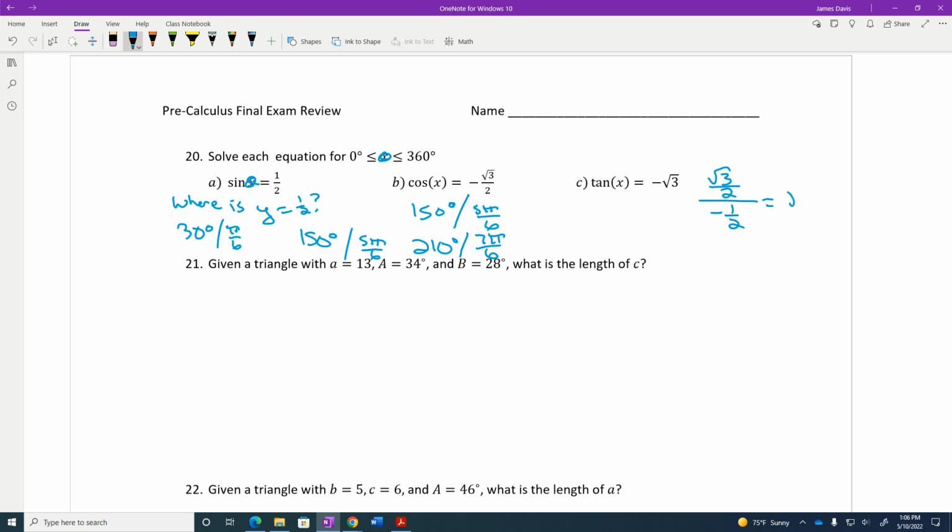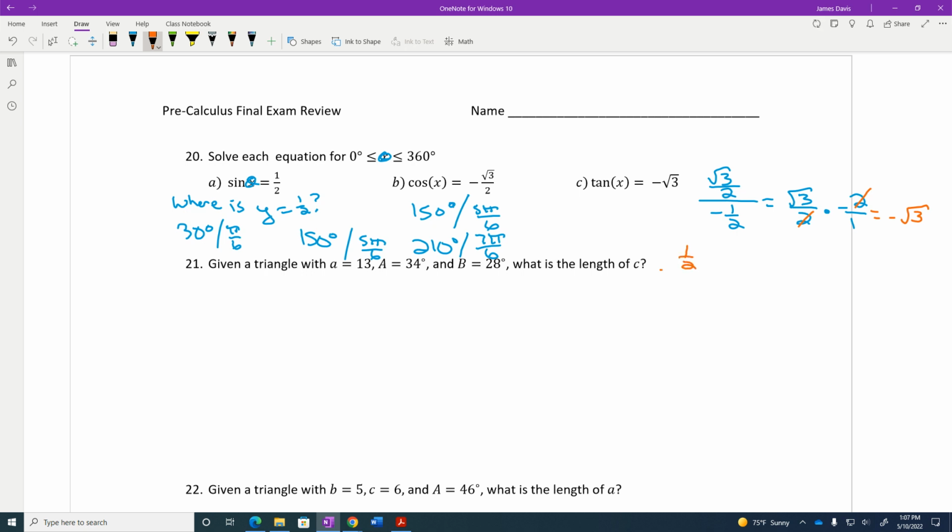So when we do this, we keep, change, flip: keep the top, change it to multiplication, and flip it. The 2's will cancel, and then we'll have a negative radical 3. So that's what we're looking for. That's good. Okay.